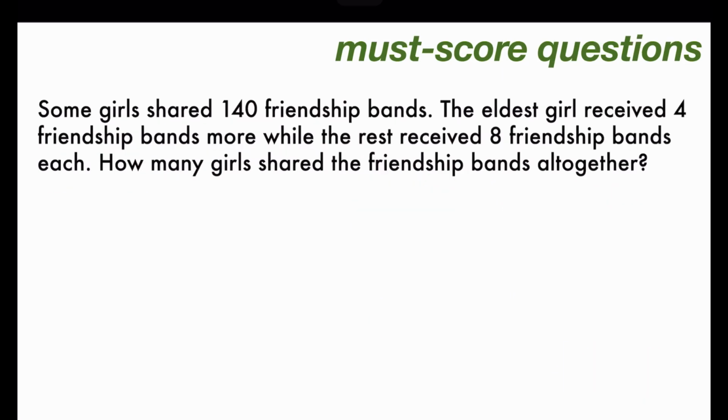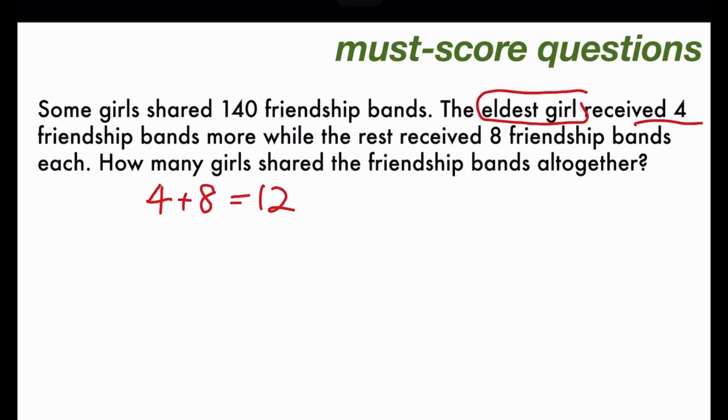That's it. Some girls shared 140 friendship bands. The eldest girl received 4 friendship bands more, while the rest received only 8 friendship bands. How many girls in total shared the friendship bands altogether? So we know that everyone received 8, but there's one person who received 4 more. So how many did the eldest girl receive in all? I can find that out by taking 4 plus 8, which is equal to 12.